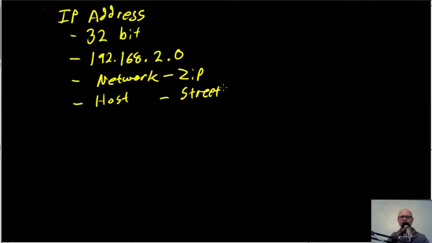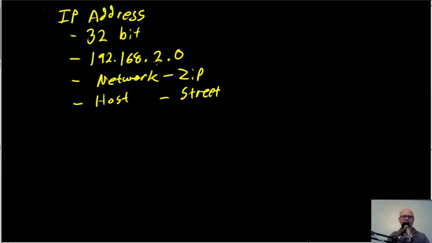And that zip code is going to be used to route it all the way to the Los Angeles area to that last post office, and then that last post office is going to utilize the host portion or the street address portion to get it to your house or to your device. So that's kind of a good analogy. I like to look at it as the network portion and the host portion.